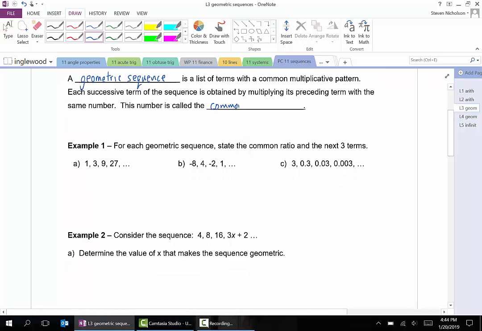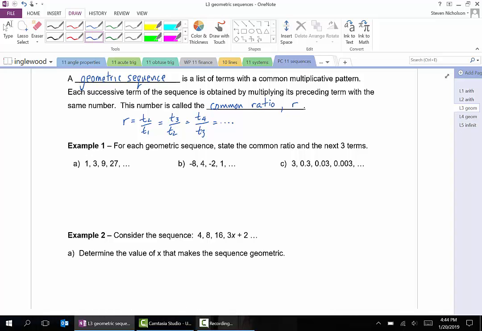So we learned common difference, we called it a D. Common ratio is an R. And again, given it's the same, if you divided the second term by the first term, or the third term by the second term, or the fourth term by the third term, you will find the common ratio, and they're all equal. Sometimes it's easier to find this common ratio further down the line.